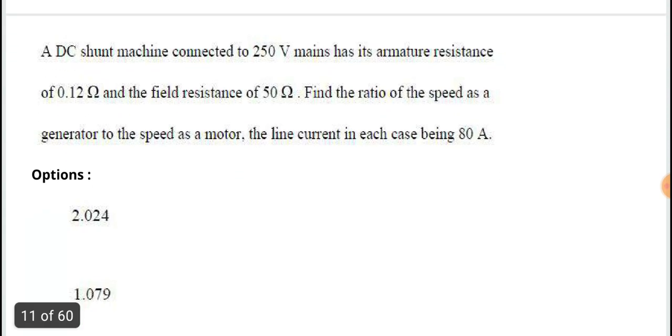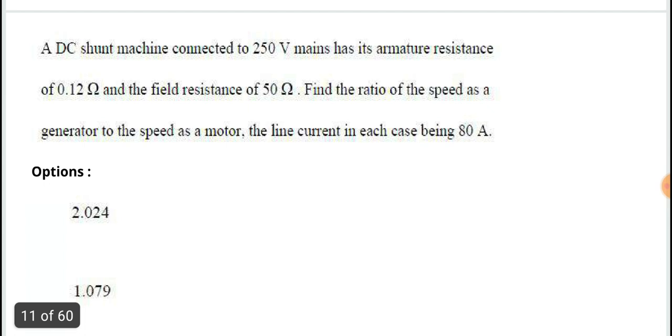Next one. A DC shunt machine connected to 220 volt mains has an armature resistance of 0.12 ohm and field resistance of 50 ohms. Find the ratio of speed as a generator to the speed as a motor, the line current in each case being 80 amperes. So this is the question they asked here. First of all, understand the concept here. There is one machine acting as a generator and another machine acting as a motor. Here you need to find the current.